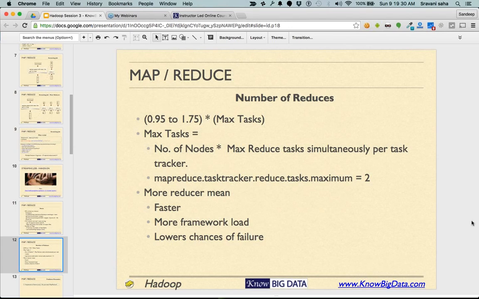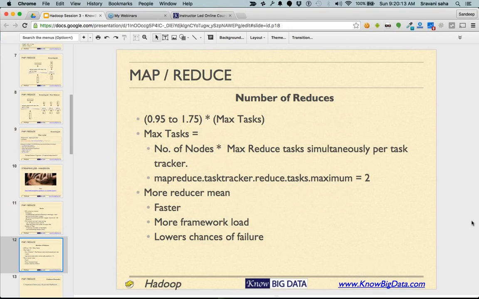Now imagine having 50 machines with 2 tasks each, meaning the total ability of your cluster is 100 tasks at a time. So 100 tasks means somewhere between 95 to 175. It's a big range, a huge range, a 95 range. It varies by 2x.